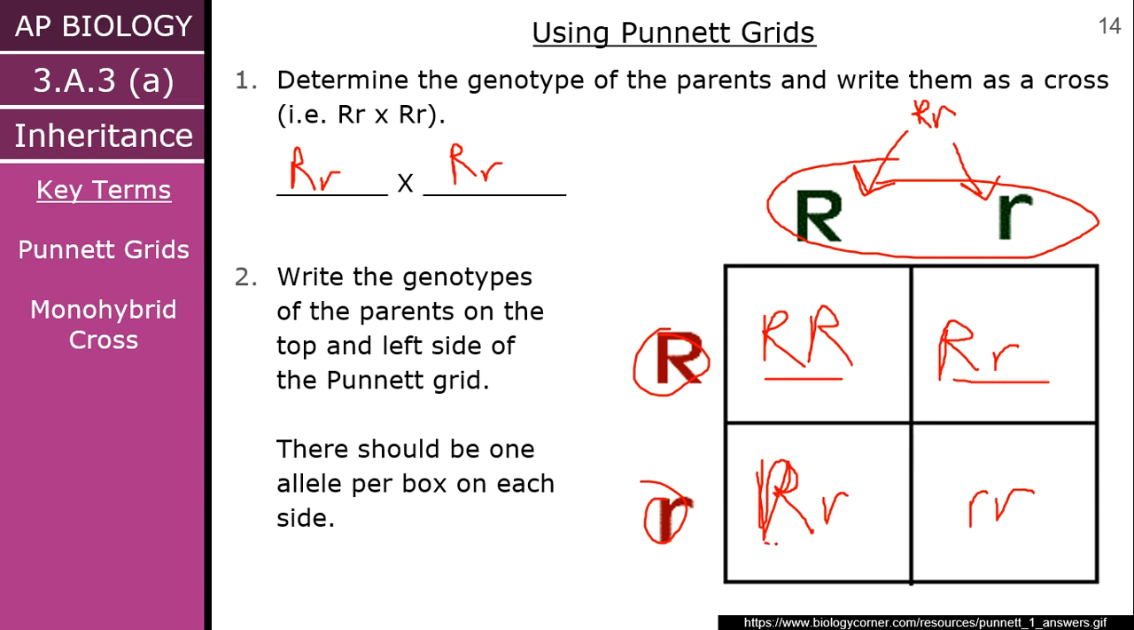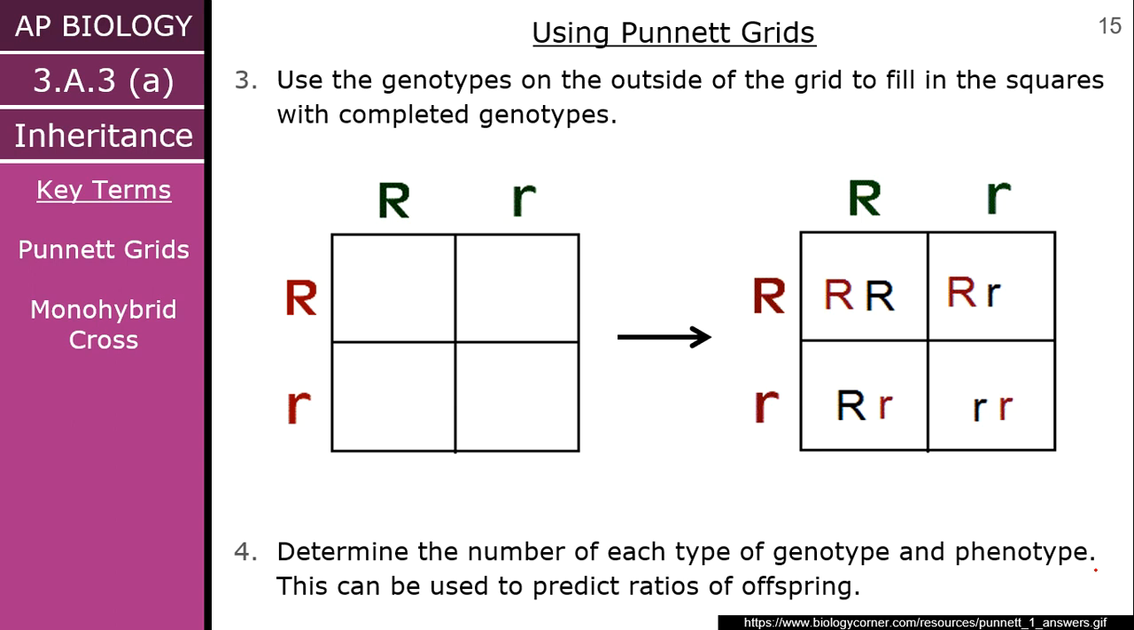This one's going to be round. This one's going to be round. Oh, this one's going to be wrinkled or whatever it is that you're tracking. Okay, because there's no dominant one out front. Okay, so that's how you fill in a Punnett square.